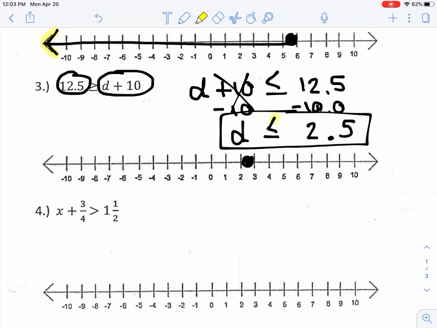Now we're going to look at which direction that arrow is pointing. It's pointing to the left. So that's saying that a solution could be -10, -7, 0, 2.5. Any of those numbers to the left of 2.5 or including 2.5 could be a solution for D.